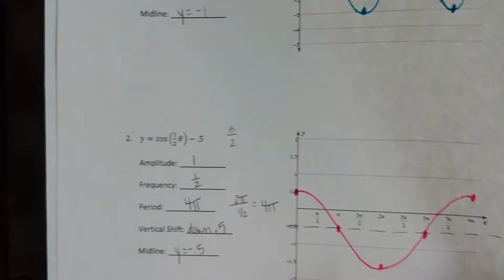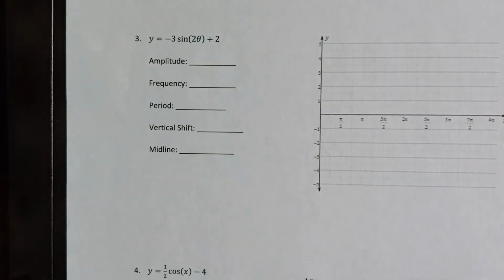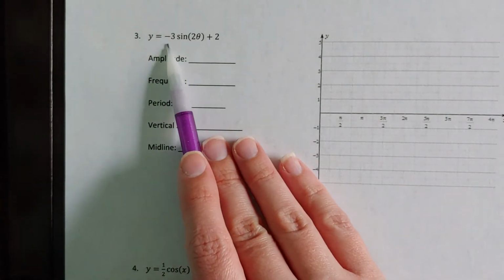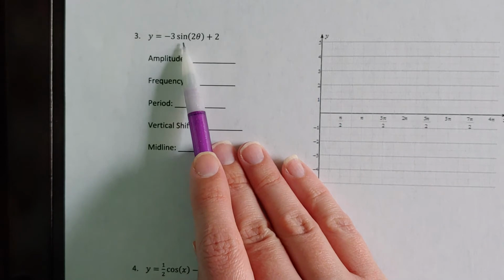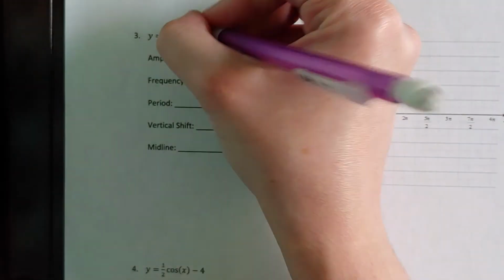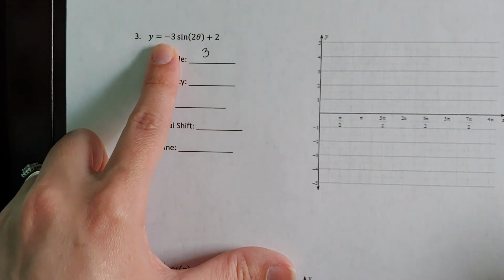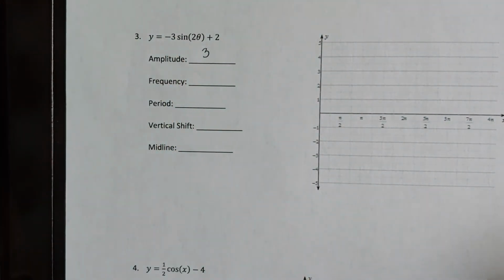I'm going to go through the next two a little bit more quickly just so you can see them. You're obviously welcome to slow down or pause or stop the video, whatever you need to do if it's too fast. Okay, this next one is y equals negative 3 sine of 2 theta plus 2. The amplitude is 3. It is a negative in front. Remember, we talked about how that's separate. The amplitude is just the number. The negative does its own thing. So the negative makes it upside down. So we'll get to that when we get there.